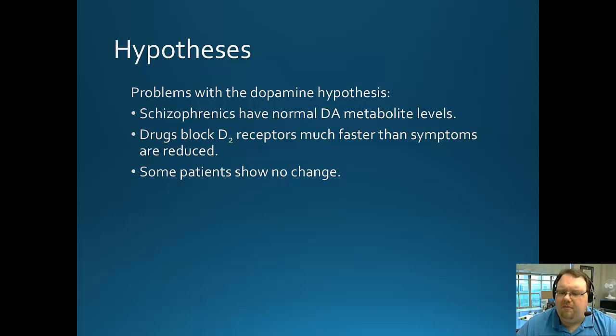However, there are some problems with this hypothesis that we'll go into. One is that this hypothesis is all based on the fact that individuals with schizophrenia must have high levels of dopamine, right? But what we see is that individuals with schizophrenia actually have normal dopamine metabolite levels, meaning that they most likely have normal dopamine levels. Also, drugs that block the dopamine D2 receptors do so much faster than we see symptoms being reduced. We'll talk about a possible reason for this, how these drugs may work. And of course, about 30% of patients show no change. So, why would it work for some and not for others if this was truly the mechanism at play?